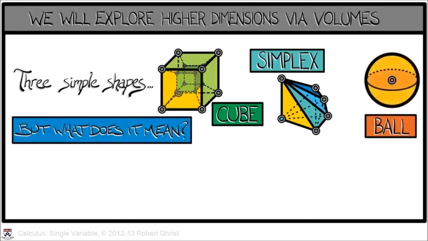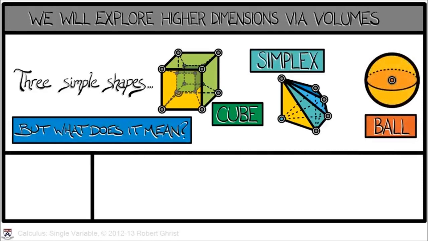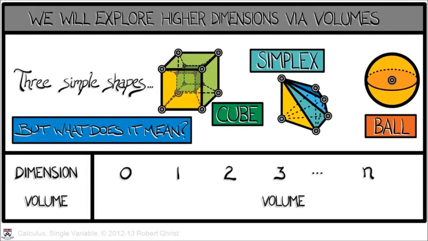Now, what do we mean when we say volume in high dimensions? Well, let's take a moment and think about that. As dimension of an object goes from 0 to n, we know what 3-dimensional volume means. That's simply volume. But we also know what 2-dimensional volume means. That is area. What is 1-dimensional volume? Well, that is really length.